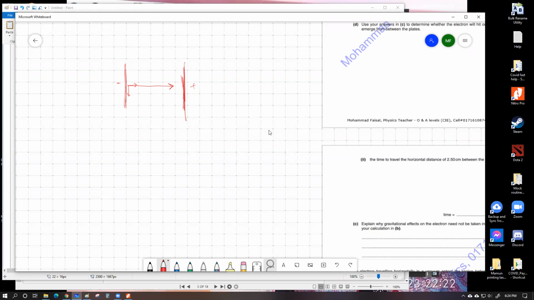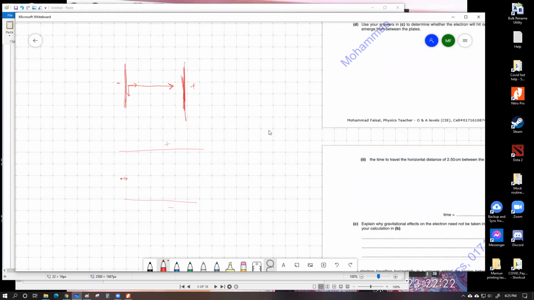This is one of the scenarios. Another scenario, let's say we have a situation where we have an electric field that is vertical. Let's say we have a positive plate over here, we have a negative plate over here, and an electron is allowed to move from this place towards like this.